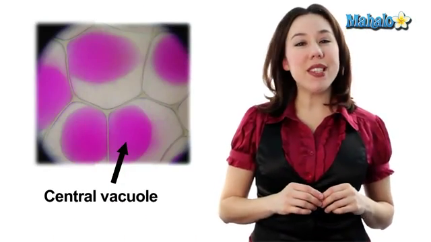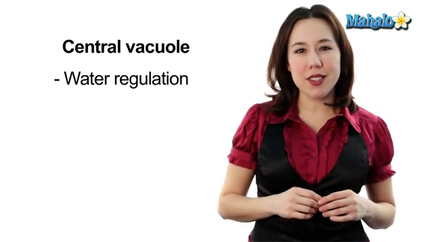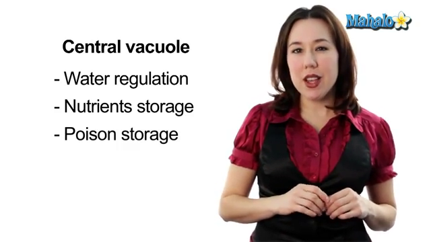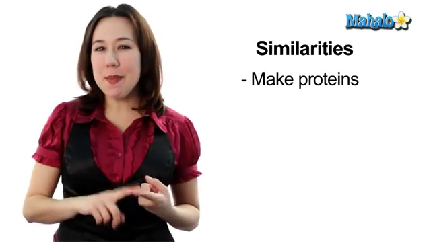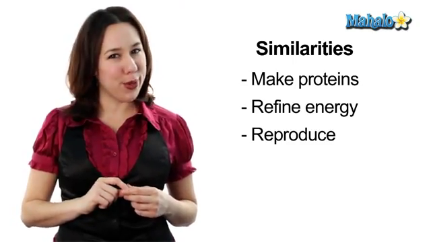Finally, plant cells have a central vacuole. The central vacuole is responsible for water regulation, storage of nutrients, and even sometimes storing poisons, depending on what species you're talking about. No matter what cell type you're talking about, the goal is always the same: to make proteins, refine the energy source, and of course, reproduce.